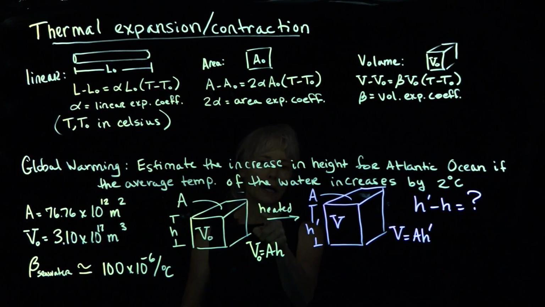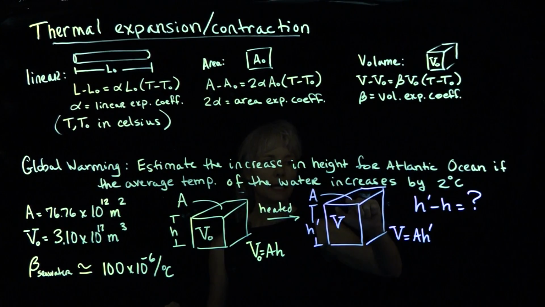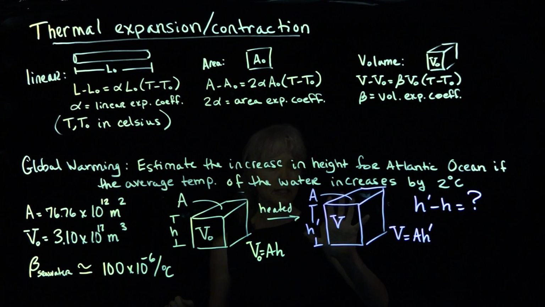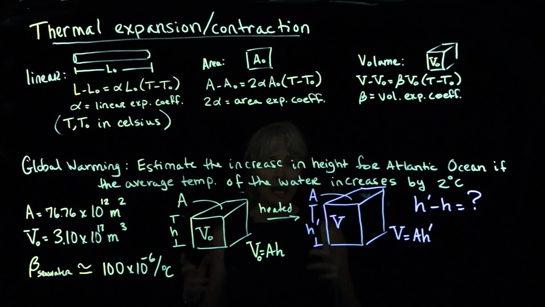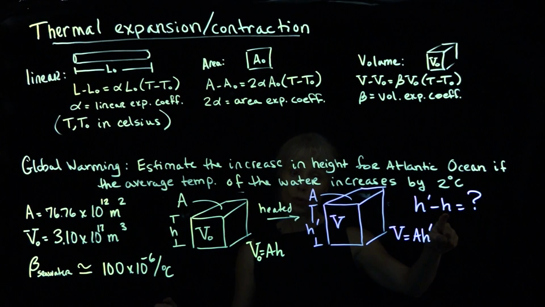Now we heat up the Atlantic Ocean by 2 degrees C. And what happens is that we get an increase in height, but we're going to assume that the surface area does not change for this example. And so we still have a surface area A, but a new height h prime. And what we're tasked with to find is, what is this increase in height? What's the new height minus the old height equal to?